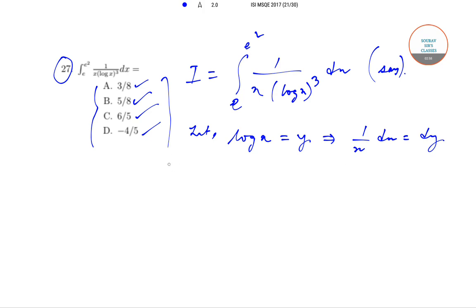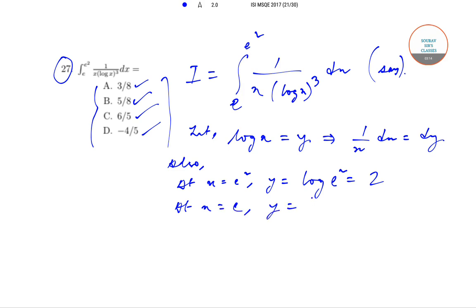So now also at x equal to e square, y will be equal to log of e square, which is nothing but equal to 2, and at x equal to e, y will be equal to log of e, which will be equal to 1. So the integration I will now change to integration from 1 to 2. dx by x will be nothing but dy, and log x will be replaced by y, so y cube.